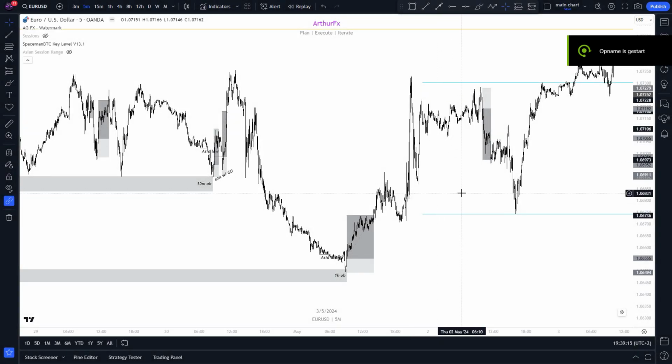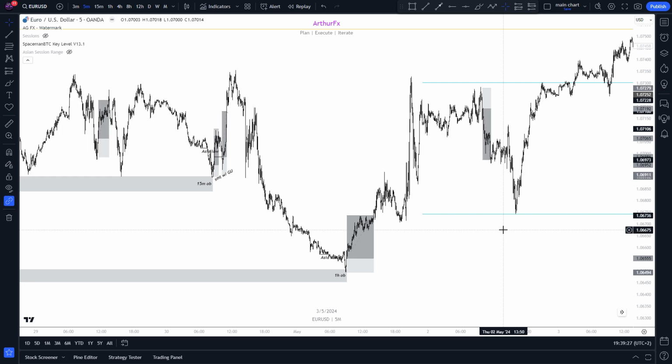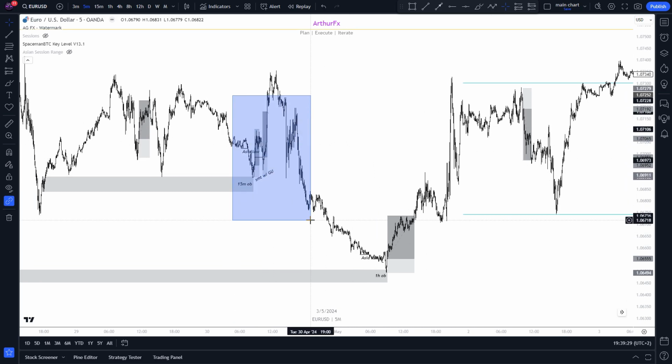Alright, so welcome to this trade breakdown of a trade that I took this week. It's currently Saturday, May the 4th, and I'm just going to be breaking down these two trades that I took on Tuesday.